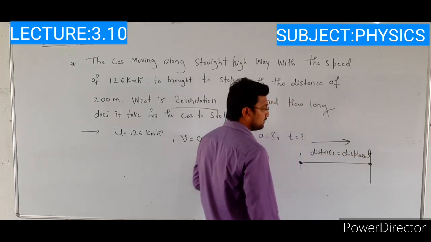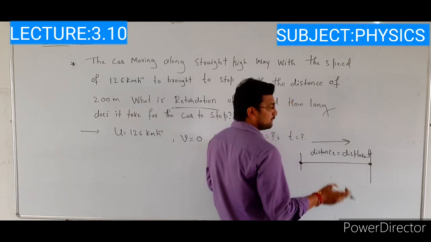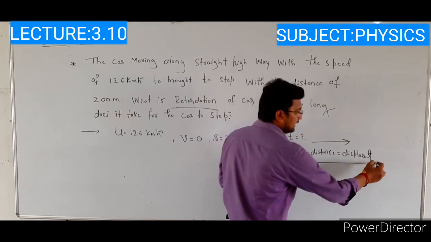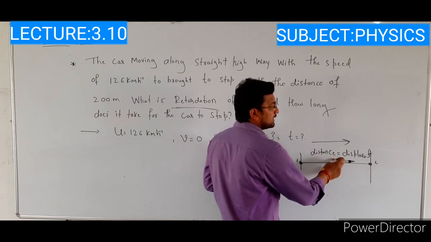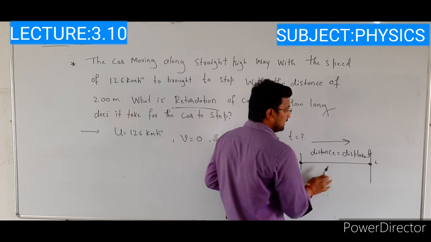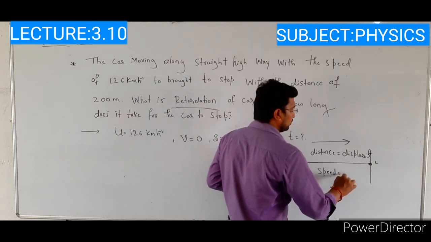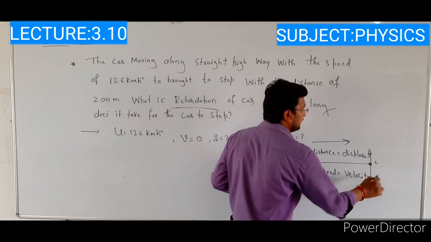Distance is equal to displacement because distance means the path followed by the object, right? And displacement means the shortest distance between the 2 points. This is the first point and this is the second point. In the one dimension case, the distance must be equal to the displacement. If the distance is equal to displacement, then speed is equal to velocity, right?